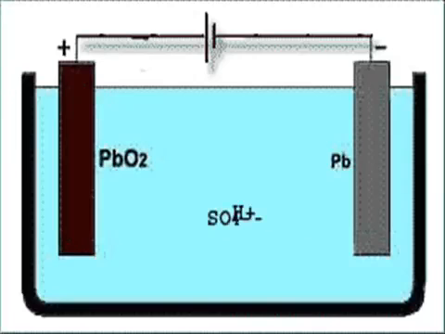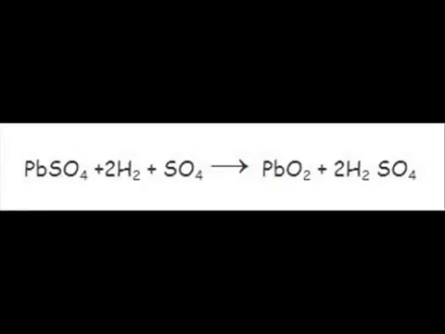Negative sulfate ions move towards the electrode connected with the positive terminal of the DC source, where they give up their extra electrons and become radical sulfate. This radical sulfate reacts with lead sulfate of the anode and forms lead peroxide and sulfuric acid. Hence, by charging, the lead-acid storage battery cell becomes ready for discharging.